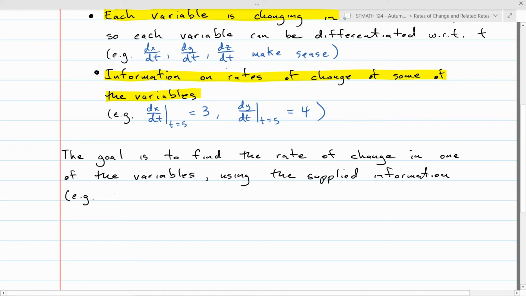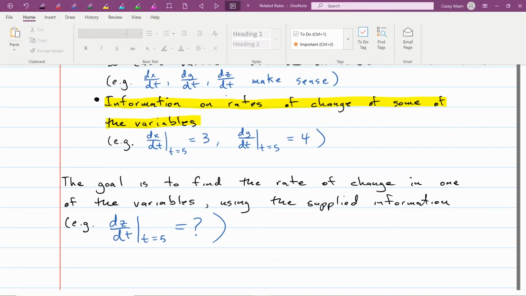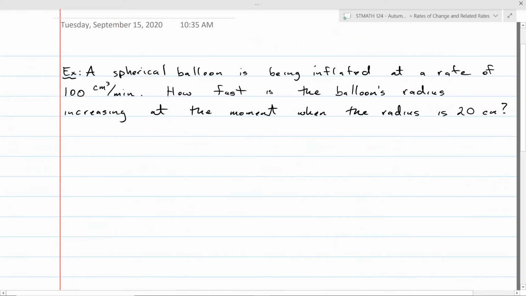So we might be trying to figure out, like, what is dz/dt at the moment when t is equal to 5. It's hard to talk about this too much in the abstract, so what we need to do is just start doing some examples and you can see what I'm talking about. So let's start with a fairly straightforward example.